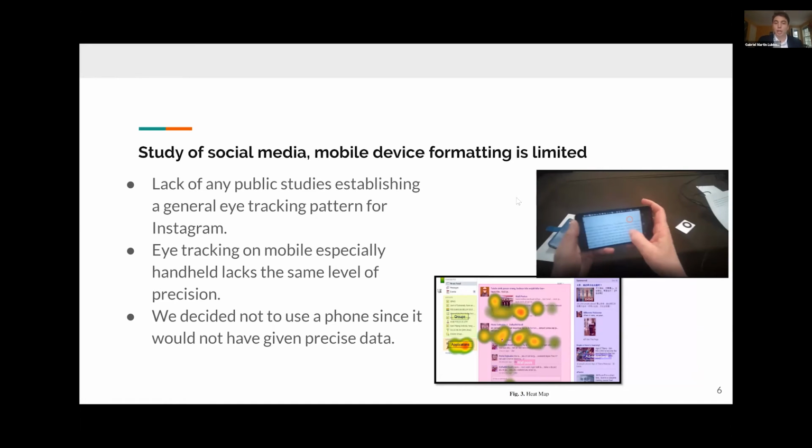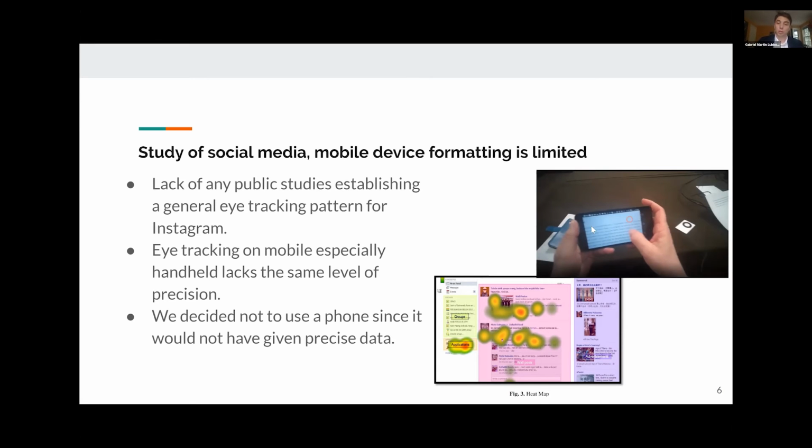I found nothing that established a general, natural eye tracking pattern for Instagram. And I found very few studies that looked at people using a mobile phone. One of the possible reasons for this might be something we hit upon very early on. We realized that the phone itself doesn't take up a large enough percentage of your field of view to get really precise eye tracking data.